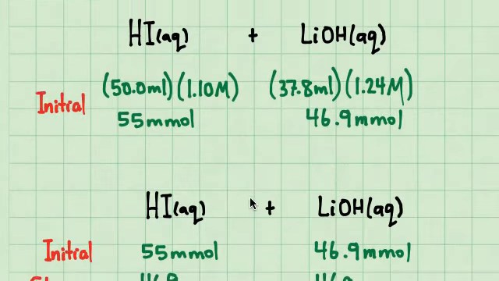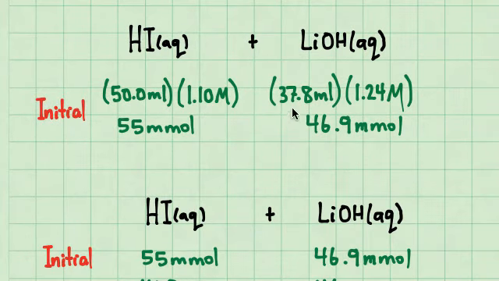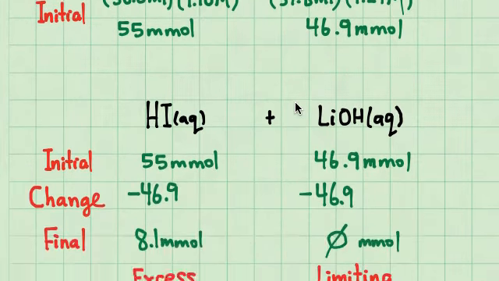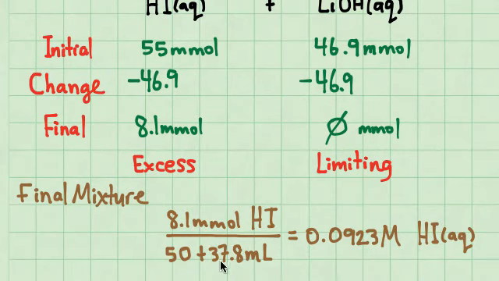But if you'll look back up here, I had 50 milliliters of acid and 37.8 milliliters of base. So my total volume is really the sum of those two. What's that, 87.8? So 8.1 millimoles divided by 87.8 milliliters comes out to the ending molarity, the final molarity of the acid left over.